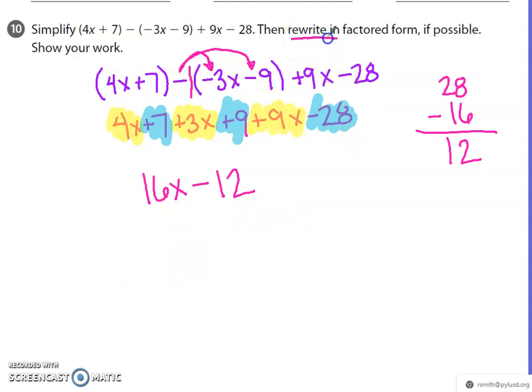But it says rewrite in factored form if possible. Is there a greatest common factor between 12 and 16? There is. We can take a factor of 4 out of both 16 and 12. If I take a factor of 4 out of 16, I'll have 4. And if I take a factor of 4 out of negative 12, I'll have negative 3. Ooh, that was a long one, a big one. But if you show amazing work, it doesn't look so bad at the end.